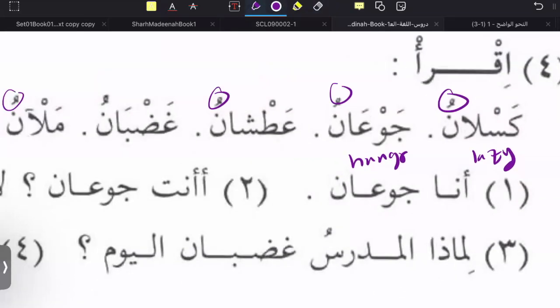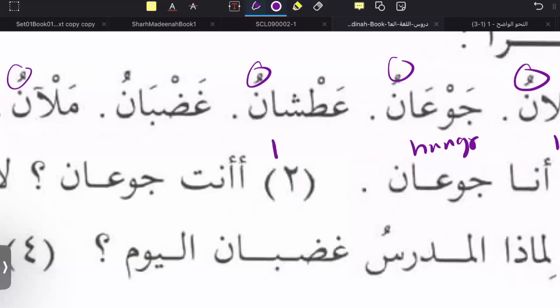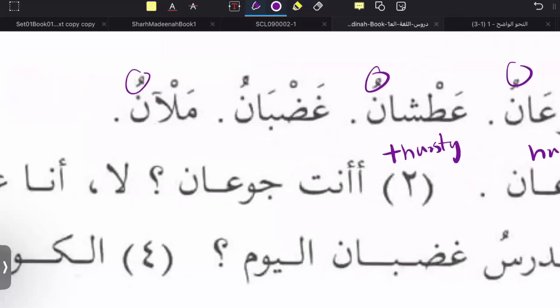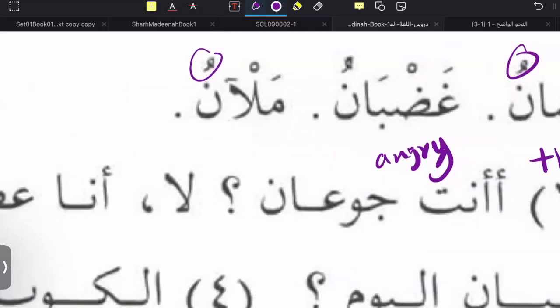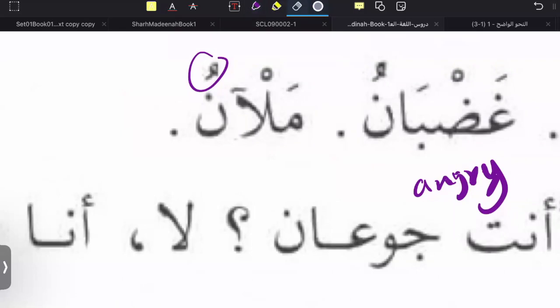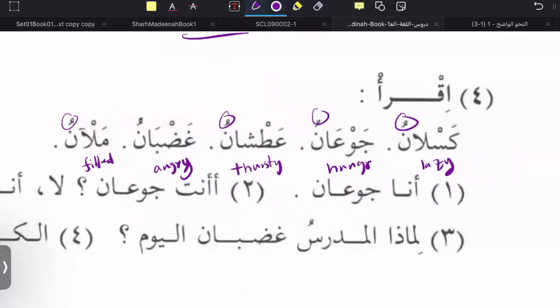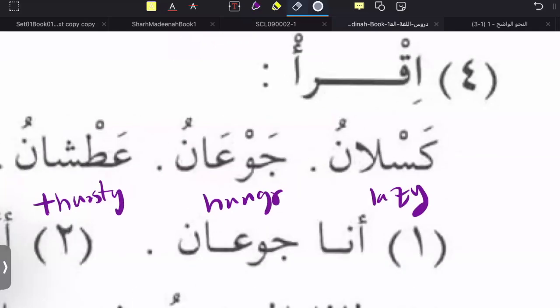What is atshan? Thirsty. Okay, what is ghadban? Angry. What is mal'an? You can think about filled. You know, you're filled. So as you can see, number one, they're all adjectives, and number two, none of them has tanween at the end. So you cannot say kaslanun. That is wrong. You have to say kaslanu.